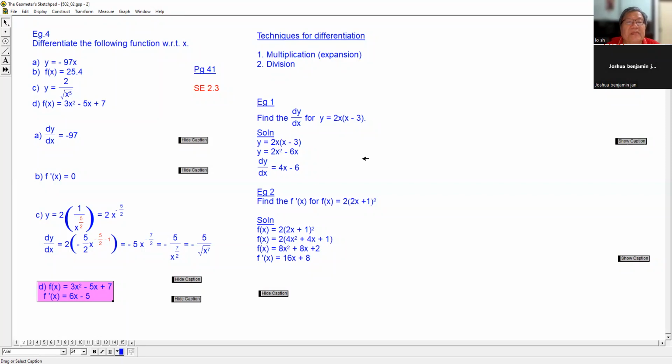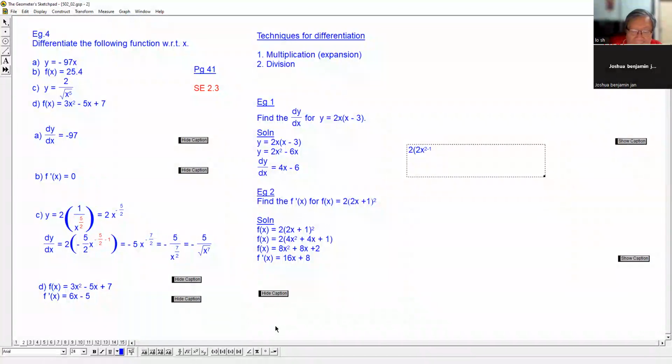Why does 2x squared become 4x after differentiation? Originally there's a 2. You bring down the 2, then the x becomes to the power of 2 minus 1. So this is 4x. Okay or not?